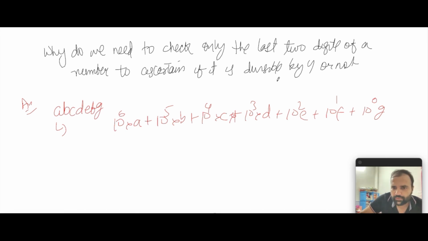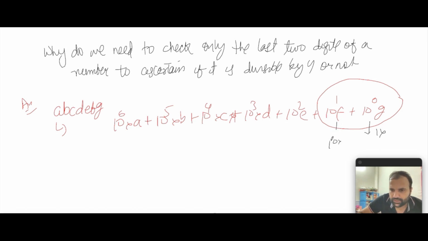So now, for 4, when we are trying to check with 4, we only check these 2 numbers, whether these 2 numbers are getting divided by 4 or not. So why is it so? Because it's a very interesting concept: this gives you 1 multiplied by anything and this gives you 10 multiplied by anything.